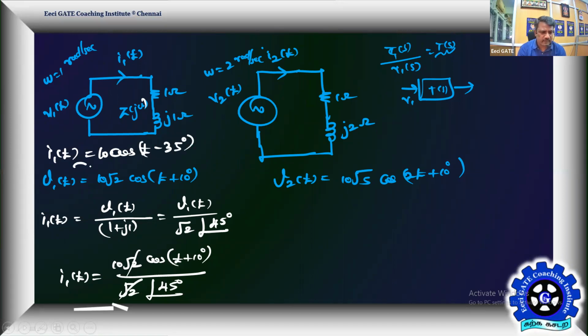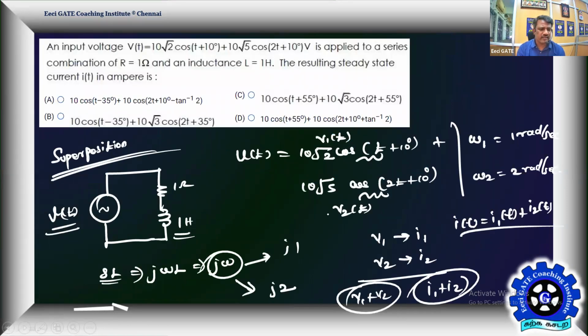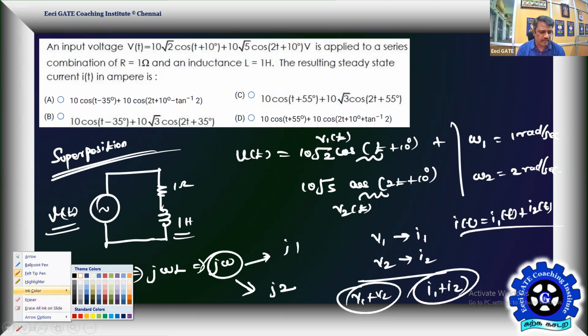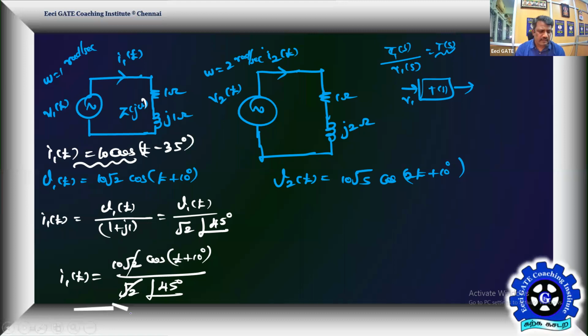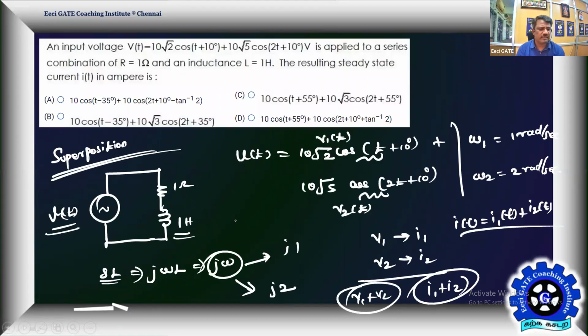That's the first response. Let me try to conclude the problem. I know the first component, and whichever option supports the first component will be my answer. I'm expecting the first component to be 10 cos(t minus 35). Overall having this, this is eliminated, this is eliminated. So two are in the race. This is 10 cos(t minus 35), and this is also 10 cos(t minus 35).